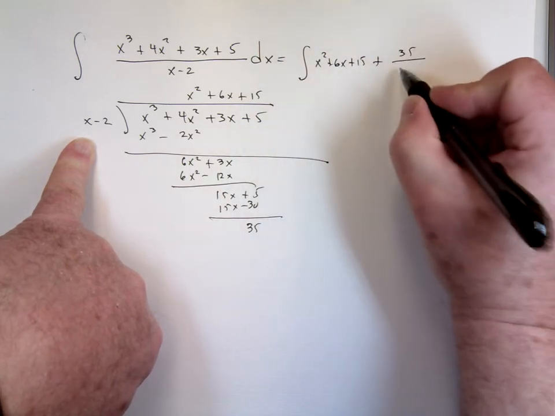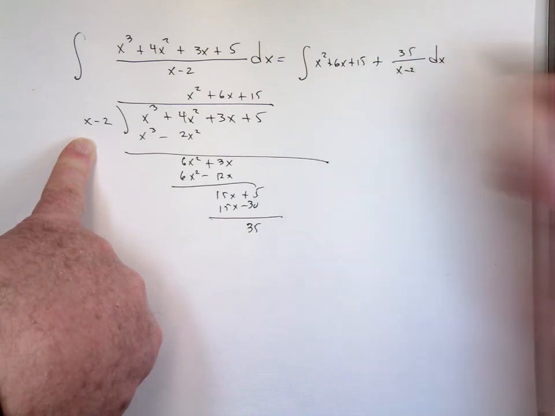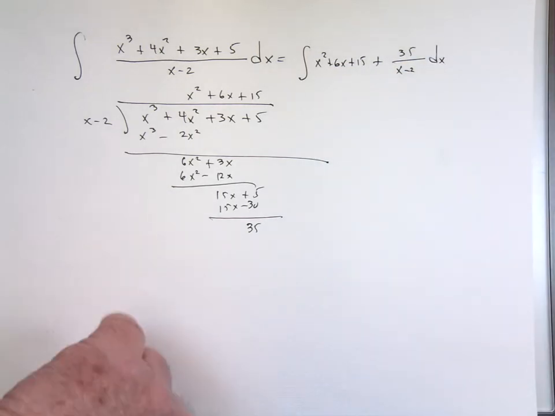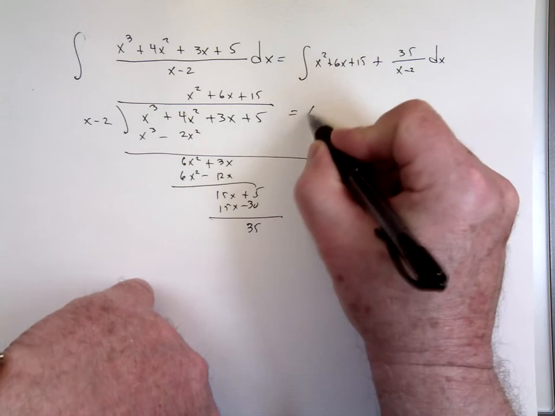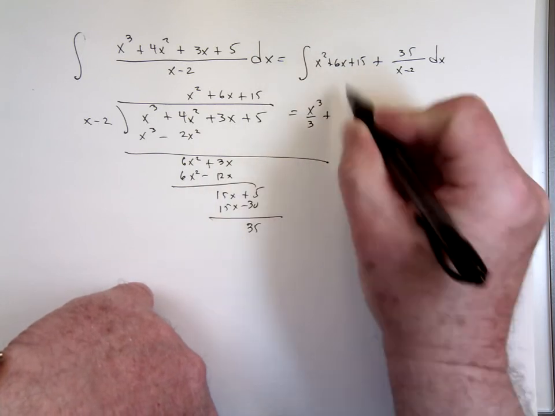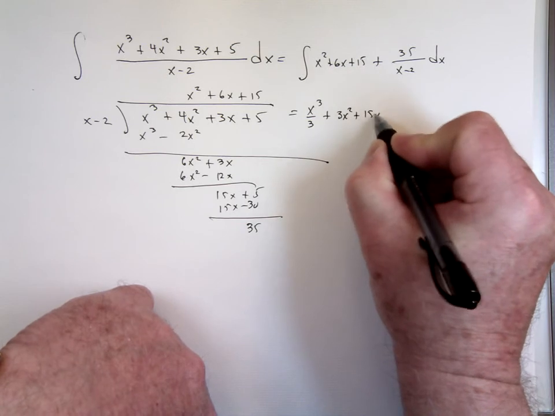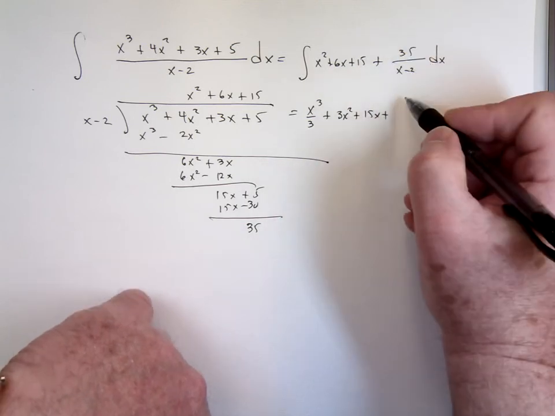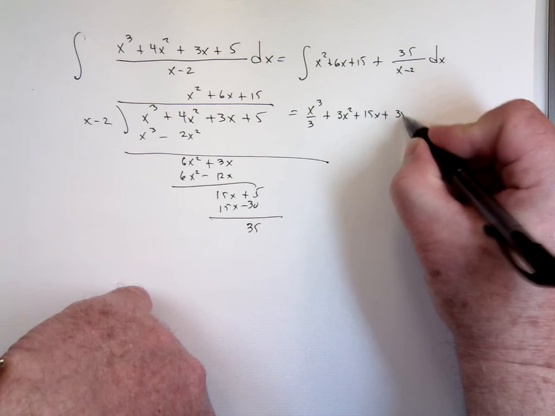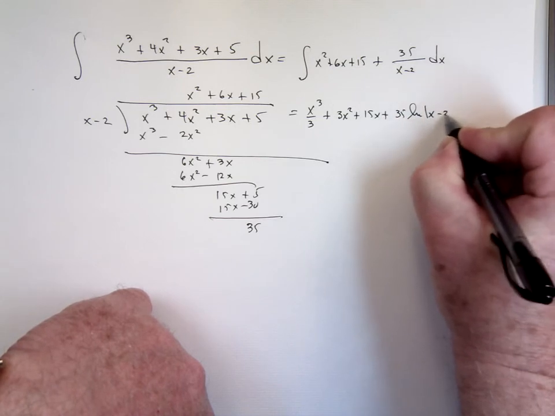Integrate it. x cubed over 3, 6x squared over 2, 15x. This is a 1 over u du form. So we get 35 natural log absolute value x minus 2. And that would be your answer.